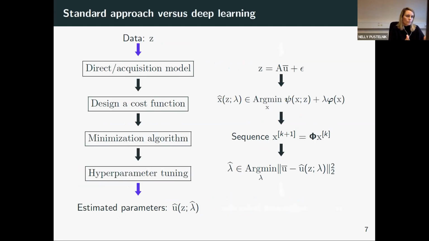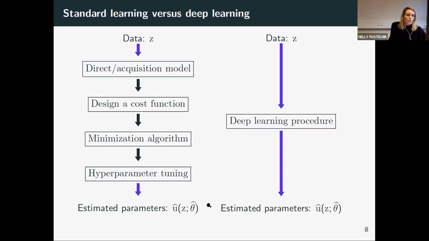So now I have introduced the general context, I can go into the detail about the deep learning framework. The general framework in the standard approach is the following. You have to design the direct acquisition model. Then you have to design a minimization procedure, the analysis or the synthesis formulation, for instance. You have to design an algorithm. Then you obtain an estimate U hat, and you should perform this minimization for several values of the penalization parameter, and then you should select the optimal regularization parameter to obtain the final solution.